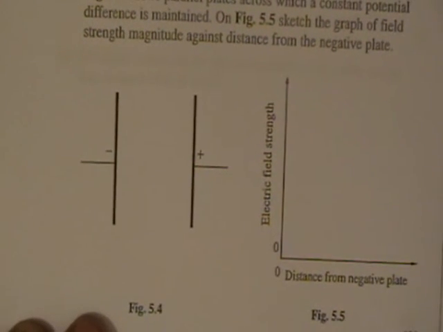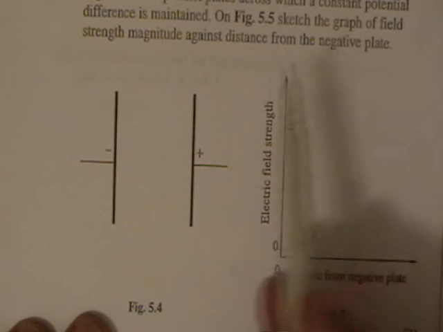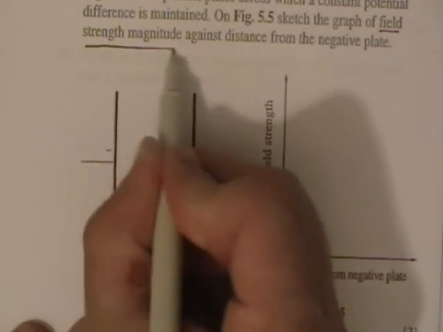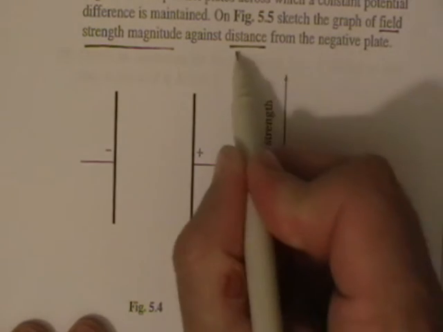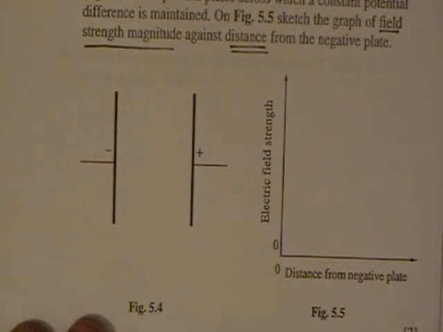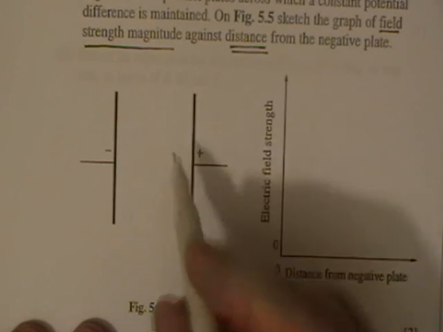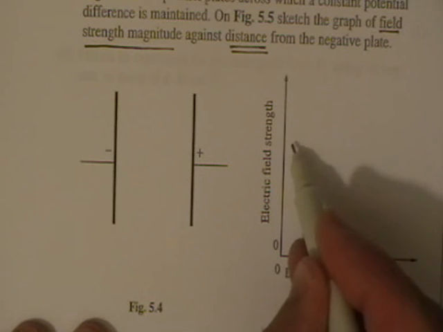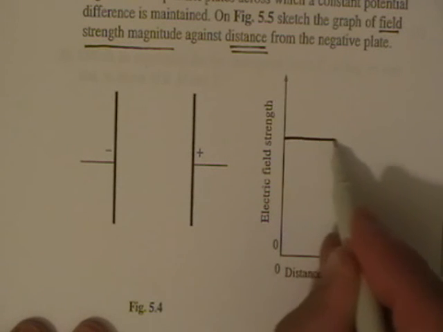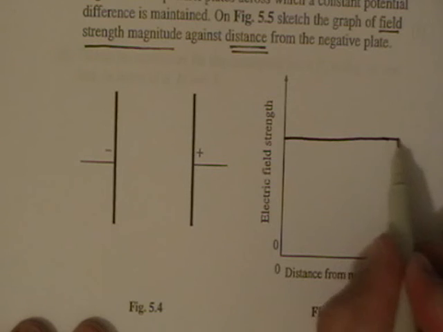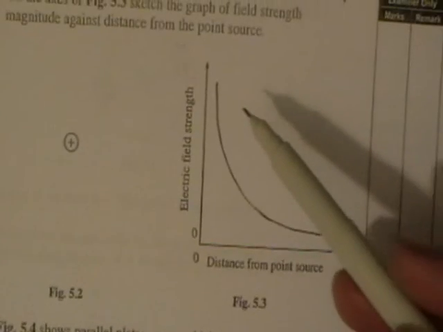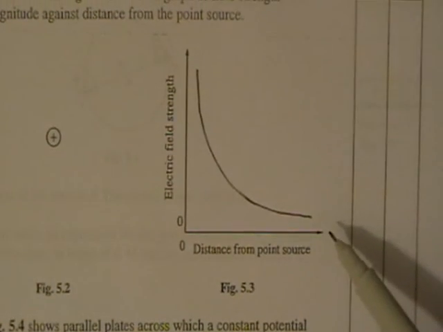We then have two parallel plates with the constant potential difference maintained. Sketch the graph of field strength magnitude against distance from the negative plate. Okay, and this is where we need to be careful, because this is a uniform field, so the field is the same all the way across there, which means that as we move across from there, what we get is a horizontal line.